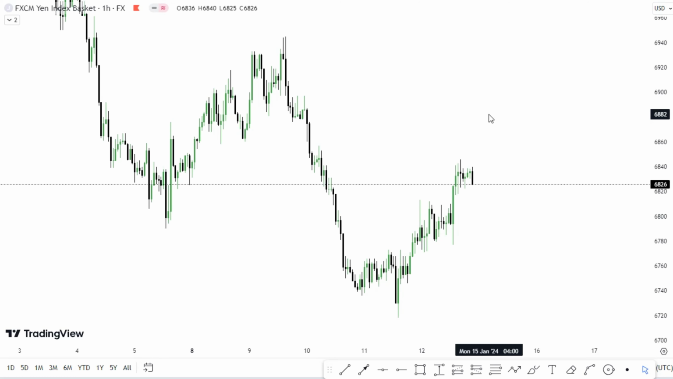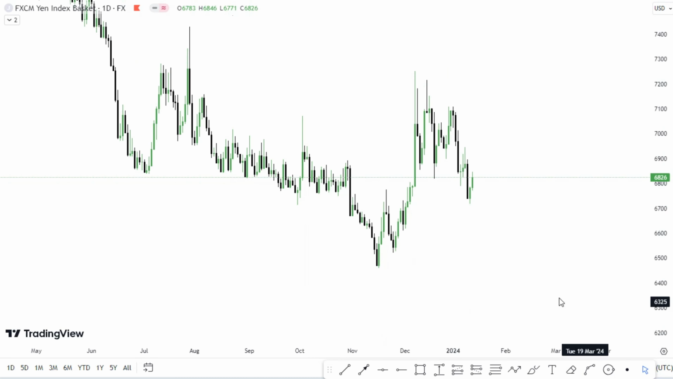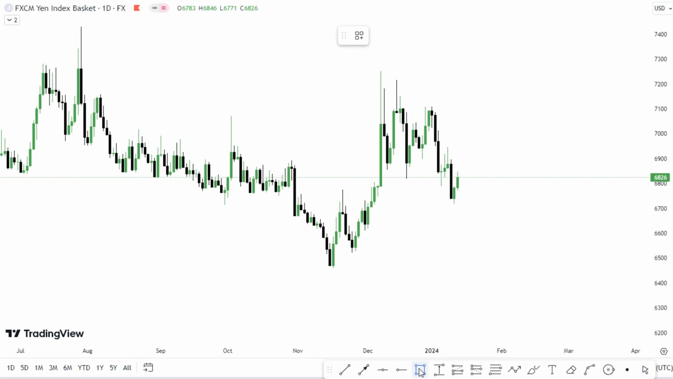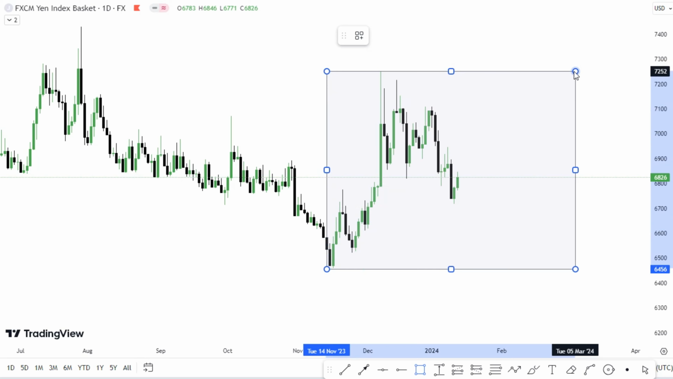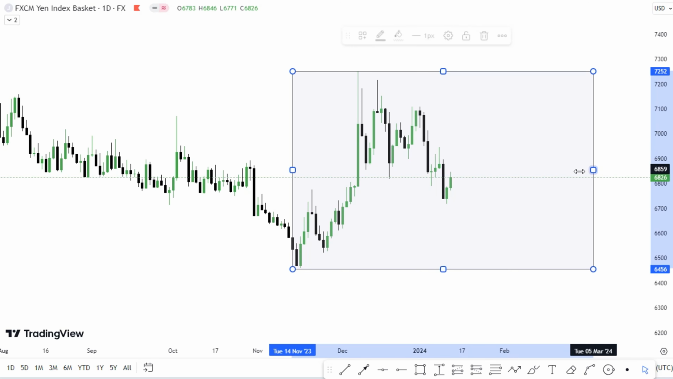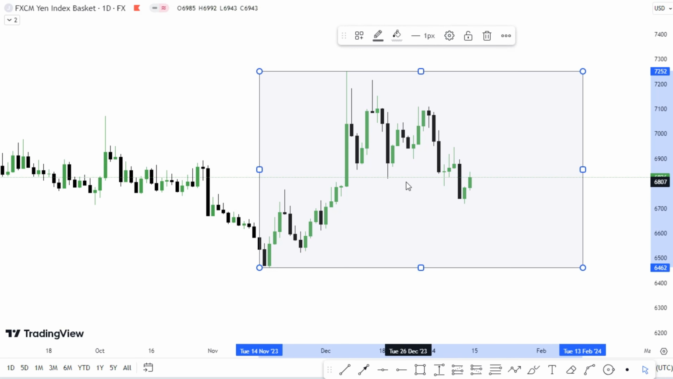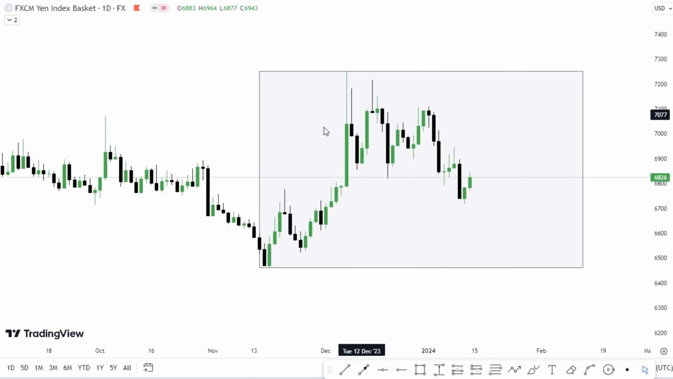So on our chart here, this is the 1 hour time frame yen basket. We'll do a top-down analysis on the yen basket. Starting with the daily time frame, we have this sort of thing here, but as an intraday trader we'll just be focusing along these areas here. This is our area of concentration, without minding any other areas.